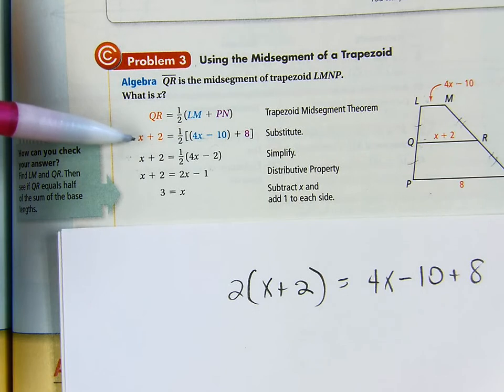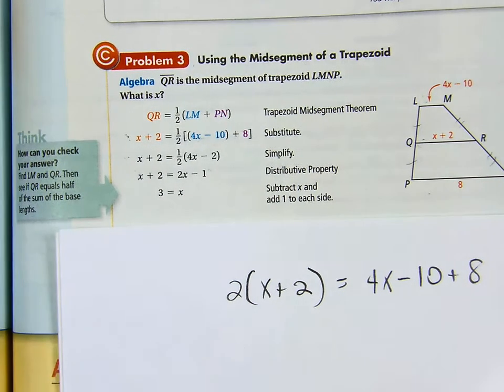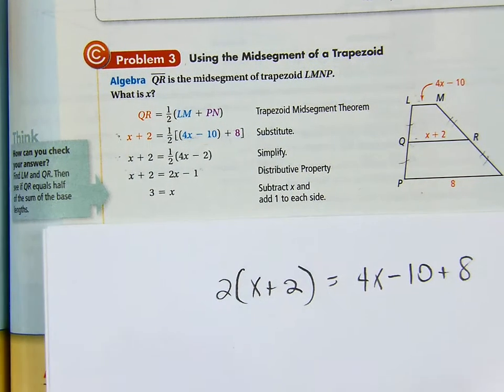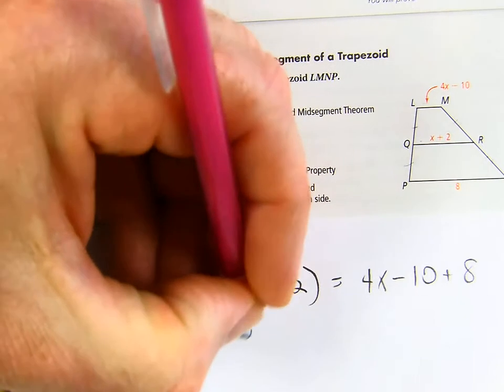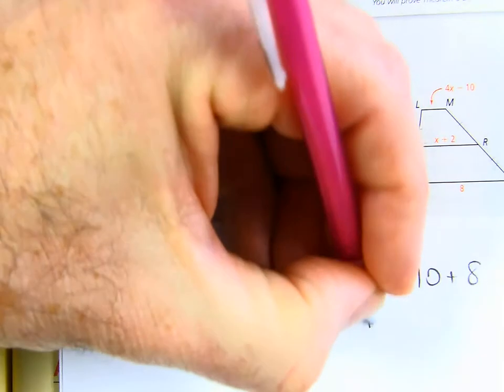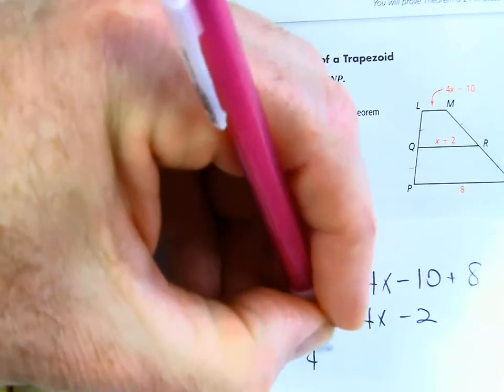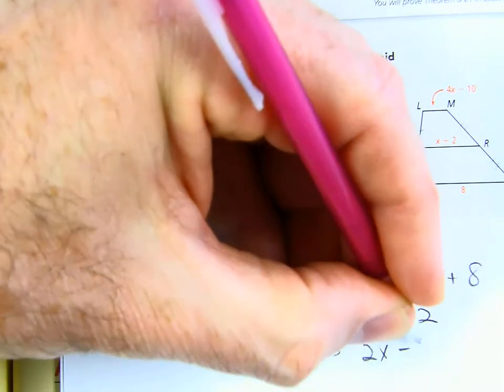So when I set them up, rather than setting up this is equal to half of their sum, I double this. Double the midsegment is equal to the sum. So 2 times x plus 2 is equal to 4x minus 2. And it will work the same way. I just use the distributive property, 2x plus 4 equals 4x minus 2. I'll subtract 2x and get 2x minus 2.